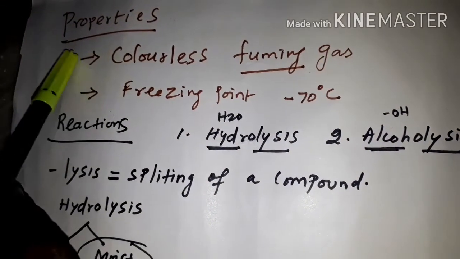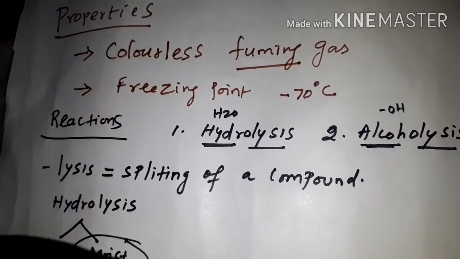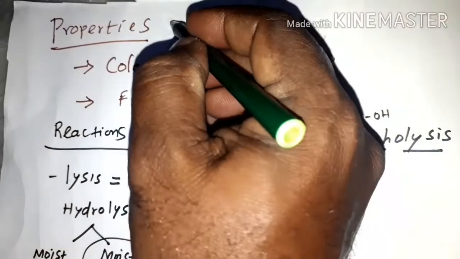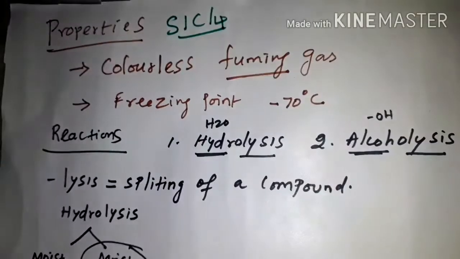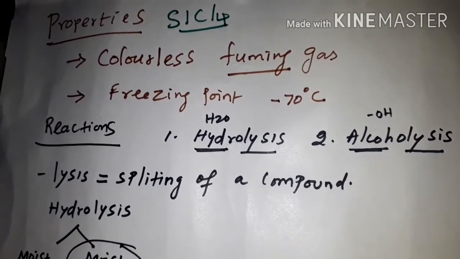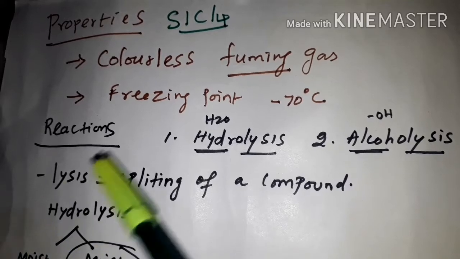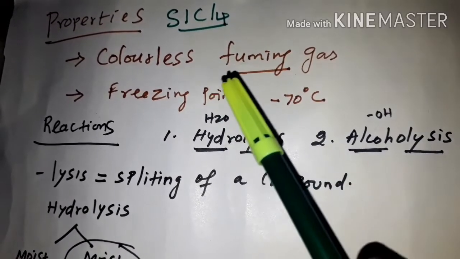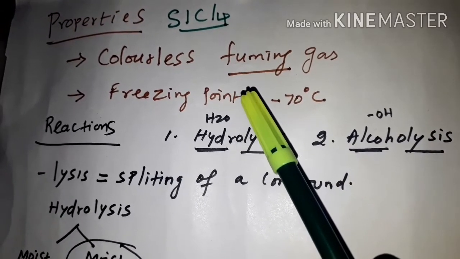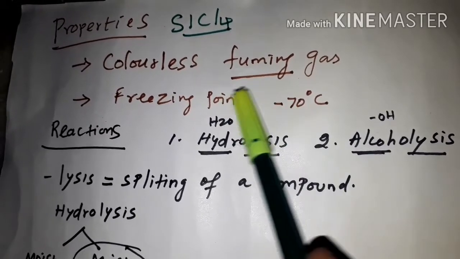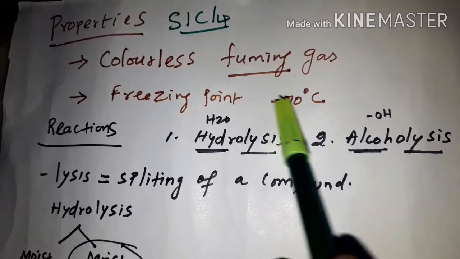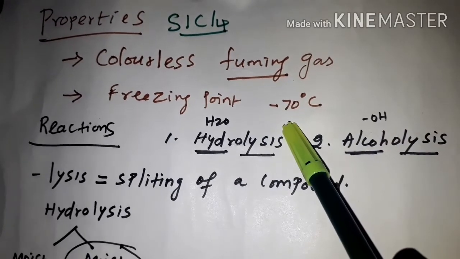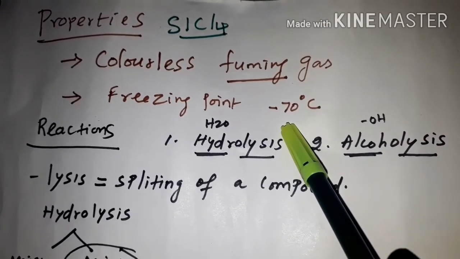Now the properties of silicon tetrachloride. As you know, the formula of silicon tetrachloride is SiCl4. It's a colorless fuming gas. Fuming means that at normal temperature it evaporates. So, colorless fuming gas. Then the freezing point of this SiCl4 is minus 70 degrees Celsius.